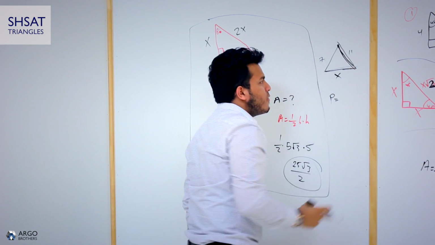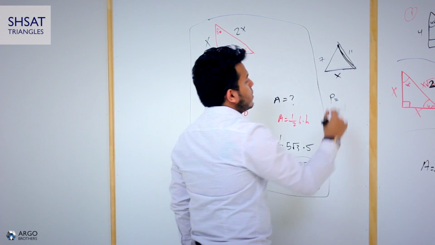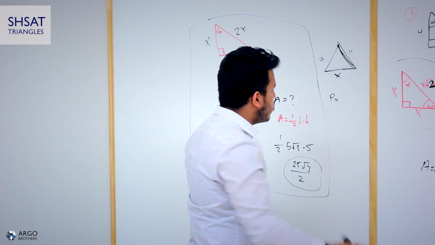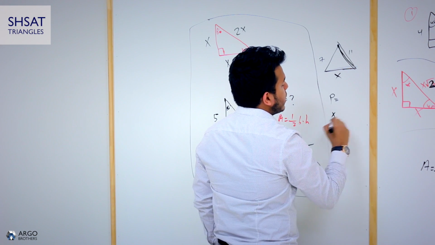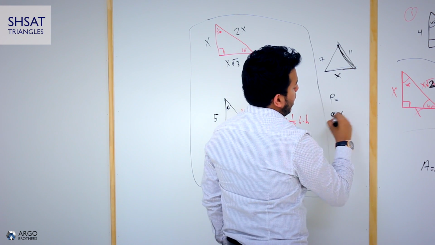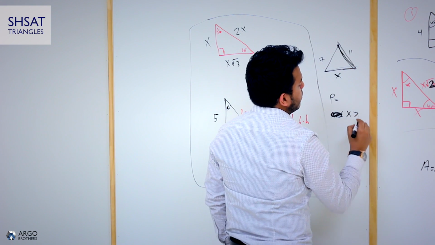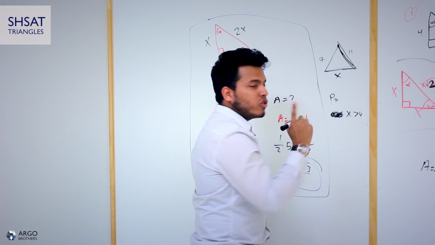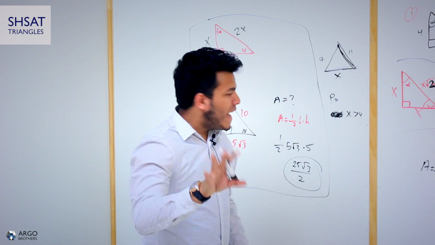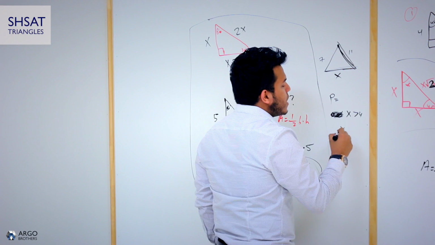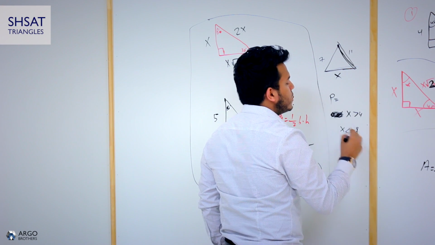Well, 11 minus 7 is 4. That means that x cannot be less than 4. So x is greater than 4. But 11 plus 7, which is 18, means that x is less than 18.